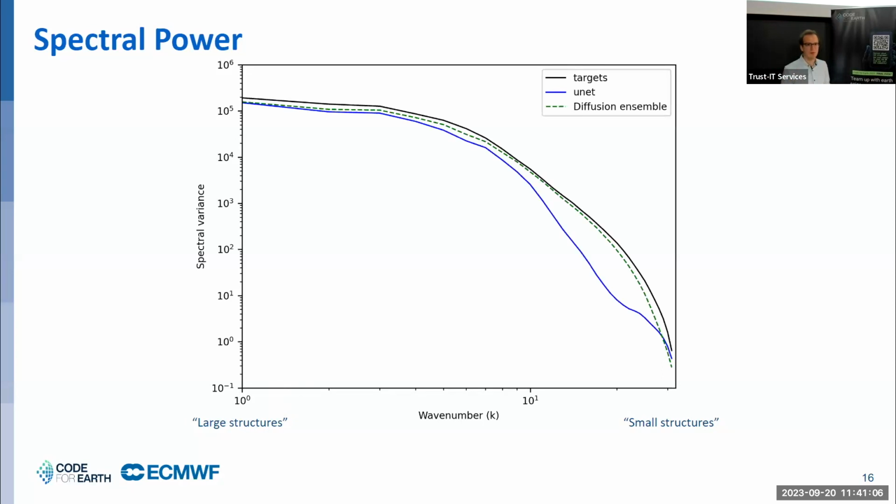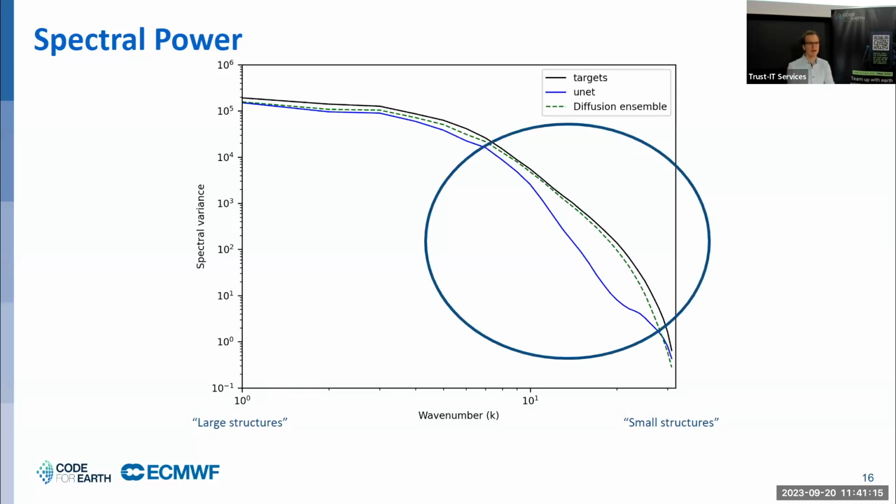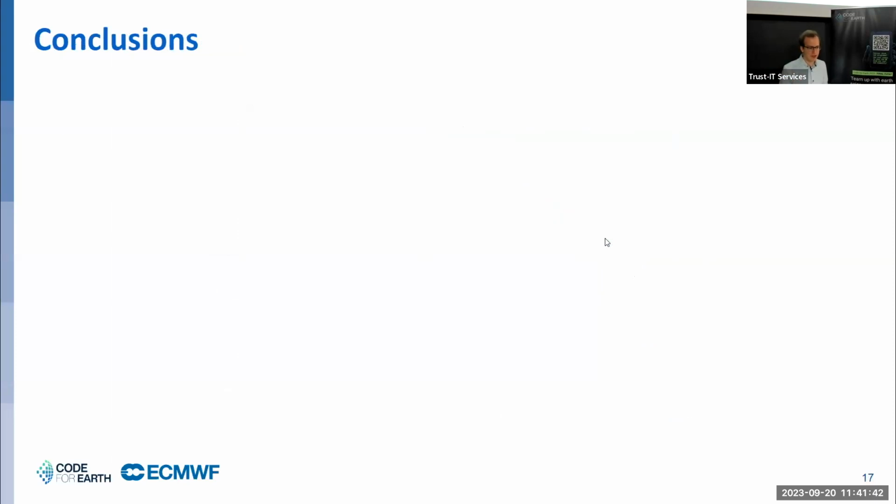I also have to say that the U-Net here was better in overall predictions than our diffusion model, but you can still see that in this metric, it's not quite as good. You can especially see this in this region here. The U-Net curve is quite a bit lower than the diffusion model curve and also the target curve. And this means that there's too little variability in this frequency range, so these structures are smoothed out too much. So we can see that at least in this aspect, using our diffusion model really paid off. Okay, then I think I can already come to the conclusions.